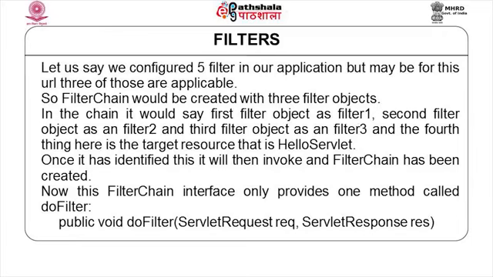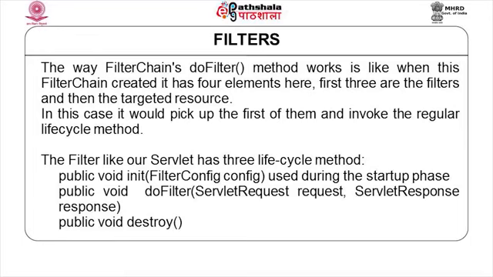The way filter chain's doFilter method works is like this. When this filter chain was created, it has 4 elements here. First 3 are the filters and then the targeted thing. So, what it would do in this case is, it would pick up the first of them, and invoke the life cycle method on that, the regular life cycle method.